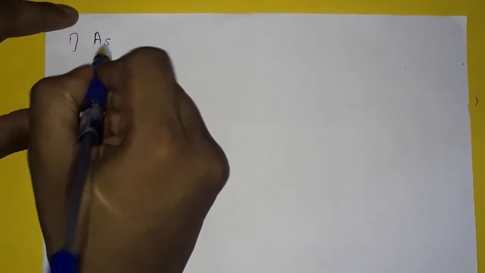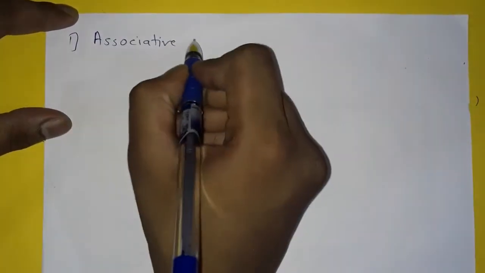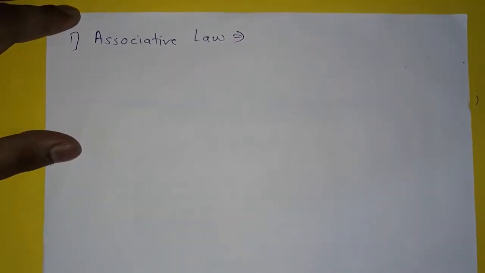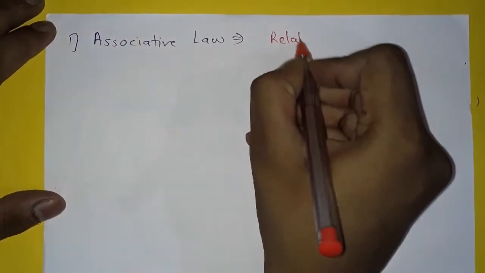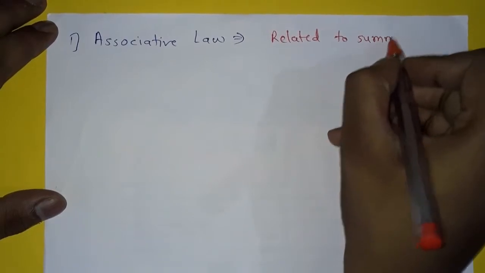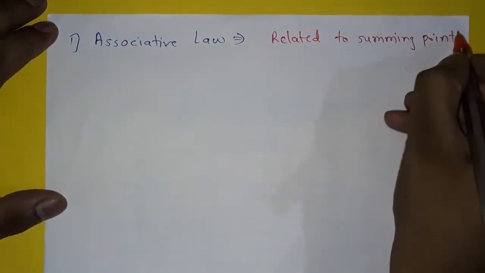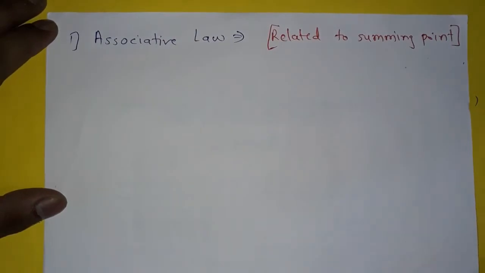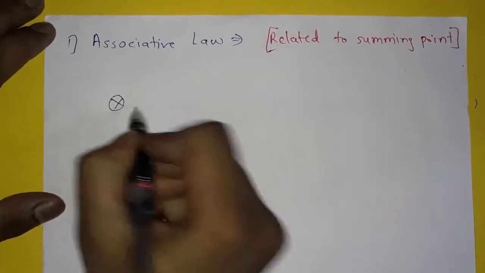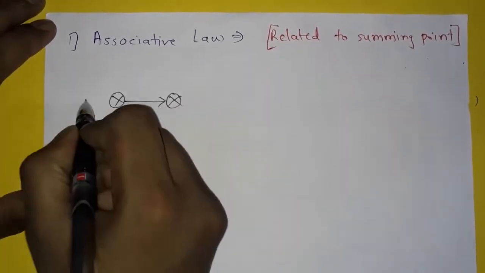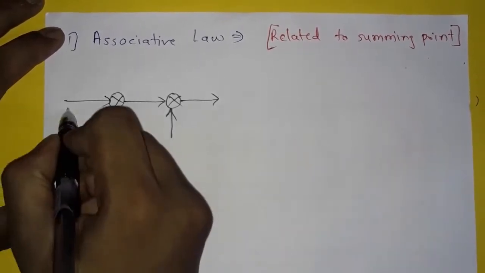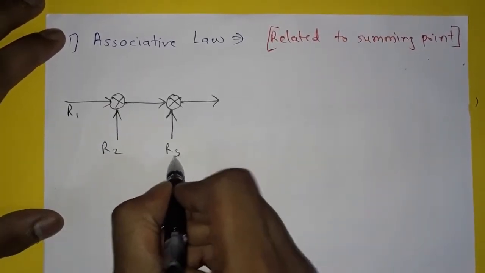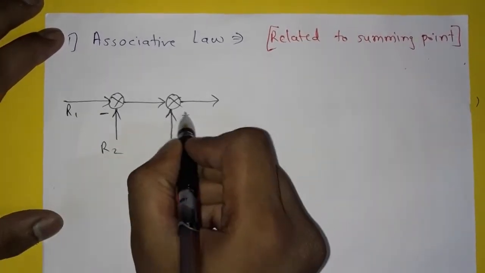Let's start. First is the associative law. Associative law is related to summing point. Let's take these two summing points. This is R1, this is R2 and this is R3. This is minus and this is plus.